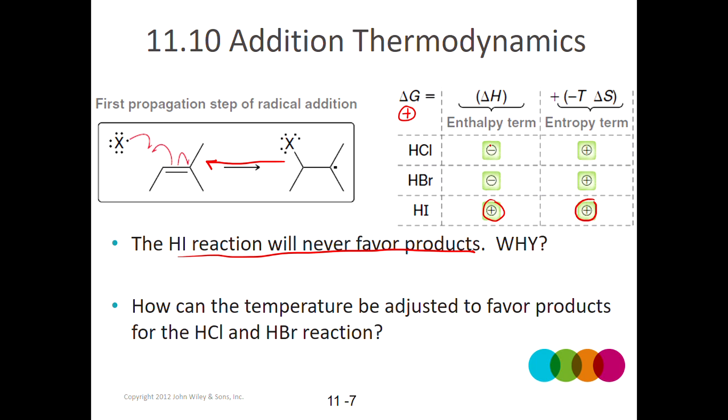So if HCl and HBr, though, are negative, I've got a situation where I've got a negative term, and I'm adding a positive term. So if one of these is larger than the other, it's going to determine the sign for delta G, which is going to determine whether the reaction favors the products or the reactants. So what do I need to do with the temperature to make these 2 situations actually favor the products?